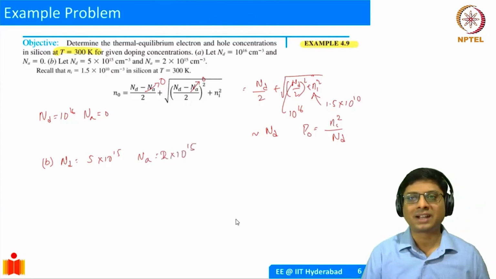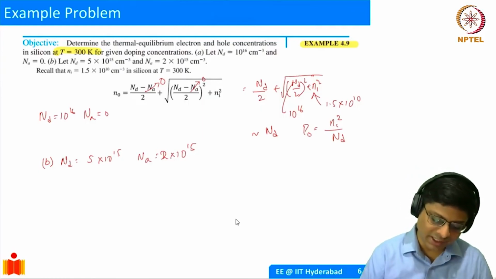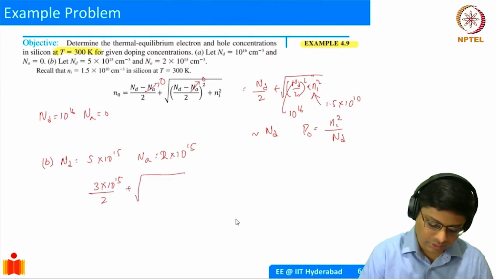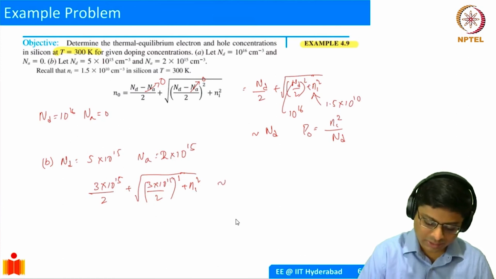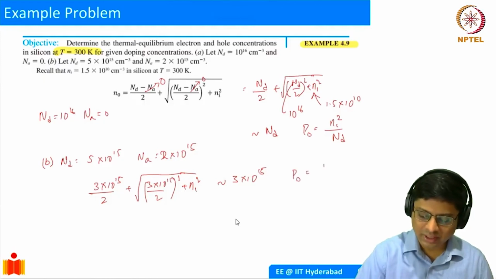Okay. So, well, you have acceptors and donors. So now you can try to calculate it. So it should be Nd minus Na. So Nd minus Na would be 3 into 10 power 15, divided by 2, plus square root of (3 into 10 power 15 divided by 2) whole square plus Ni square. Well, again, we can neglect this. So this will approximately be equal to 3 into 10 power 15. So this is N naught. So P naught is going to be Ni square divided by 3 into 10 power 15.